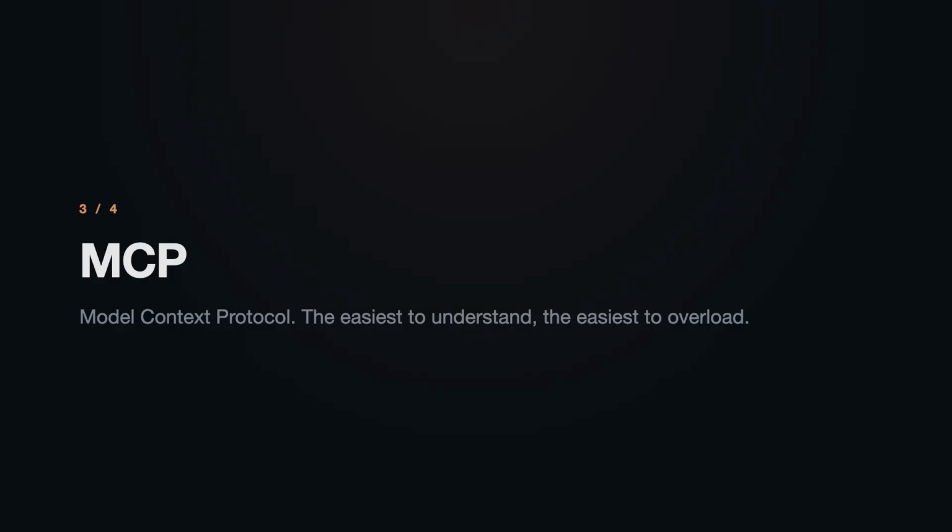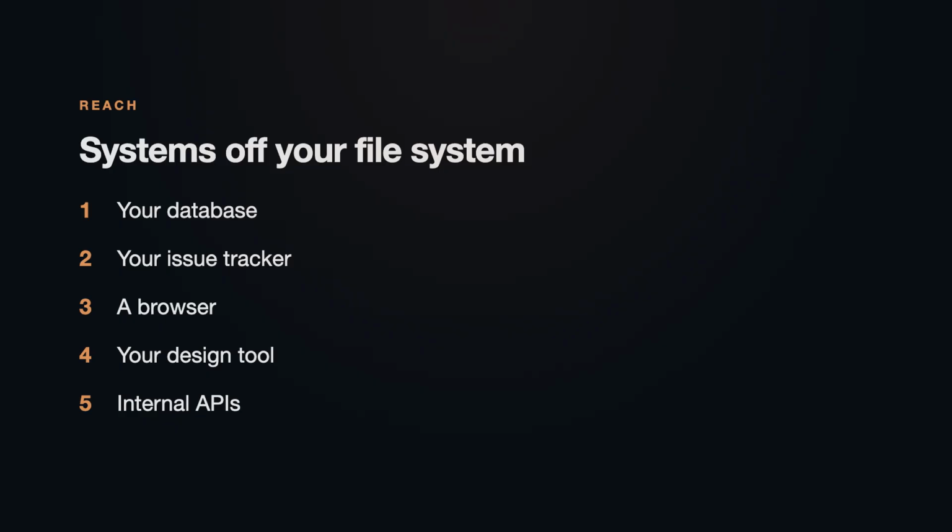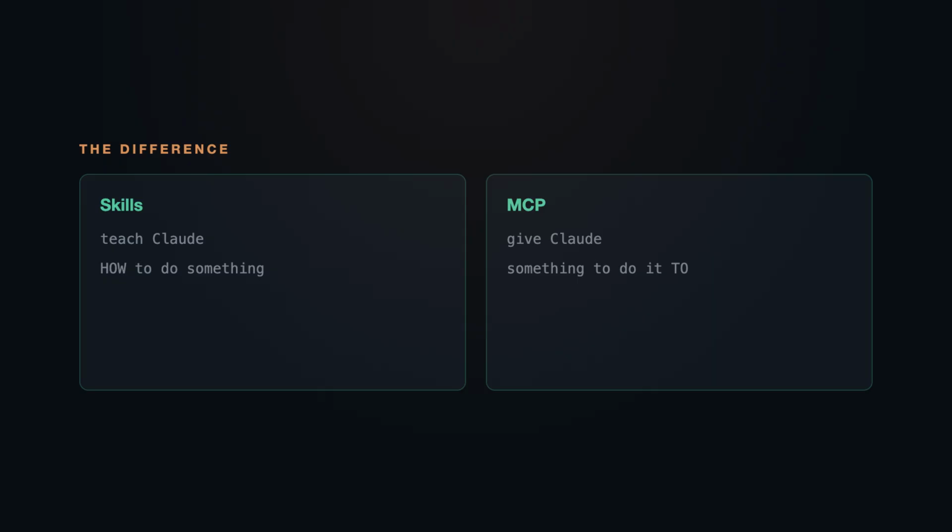MCP is the easiest of the 4 to understand and the easiest to overload. MCP stands for Model Context Protocol. It is how Claude reaches systems that are not on your file system. Your database, your issue tracker, a browser, your design tool, internal APIs. Skills teach Claude how to do something. MCP gives Claude something to do it to.